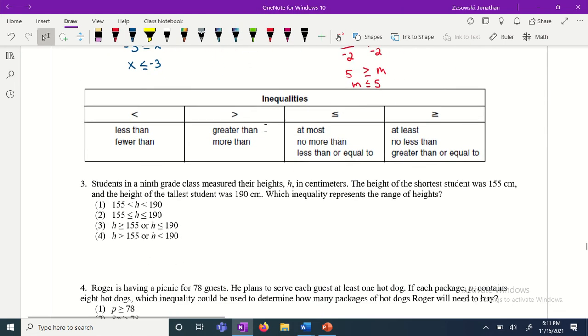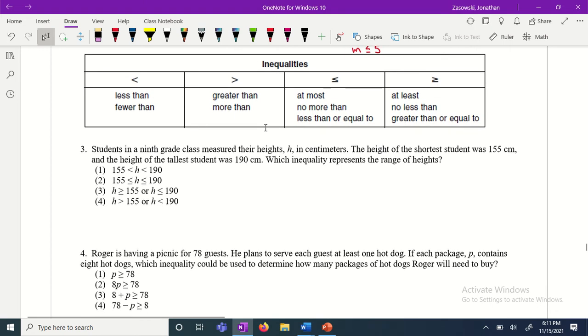All right, so the word problems we're going to deal with today are going to be dealing with inequalities. So key things we're going to want to look for is what type of inequality are we using? Are we using less than? Are we using fewer than? Because that's going to be our less than symbol. Remember, less than points to the left. Greater than, more than, all right, that's our greater than symbol.